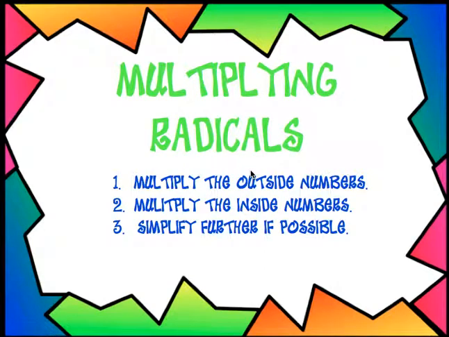All right, this is the lesson over arithmetic of radicals. We already did adding and subtracting on the last lesson, so we're just doing multiplying and dividing today. So when we multiply radicals, you just multiply any numbers on the outside together, any numbers on the inside get multiplied together, and then you simplify if you can.